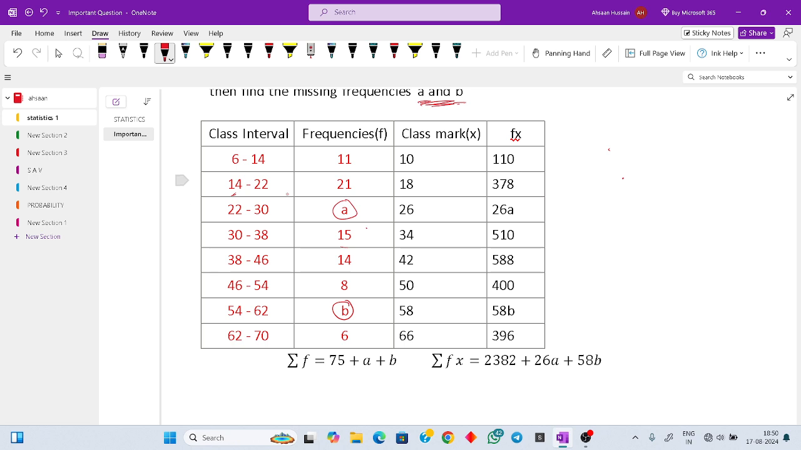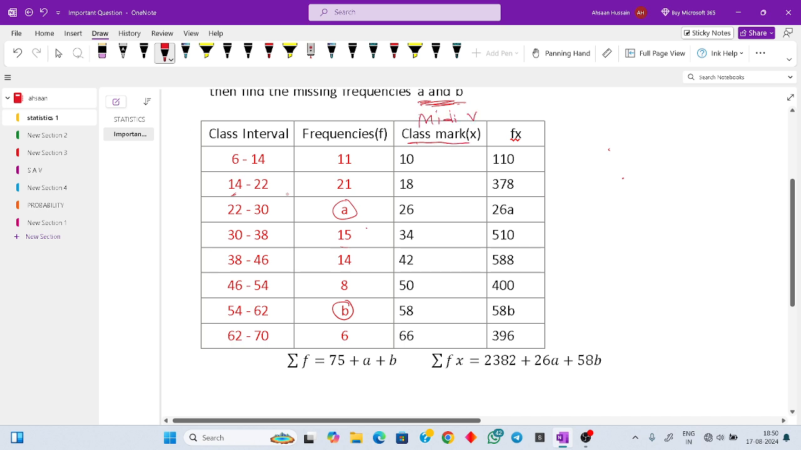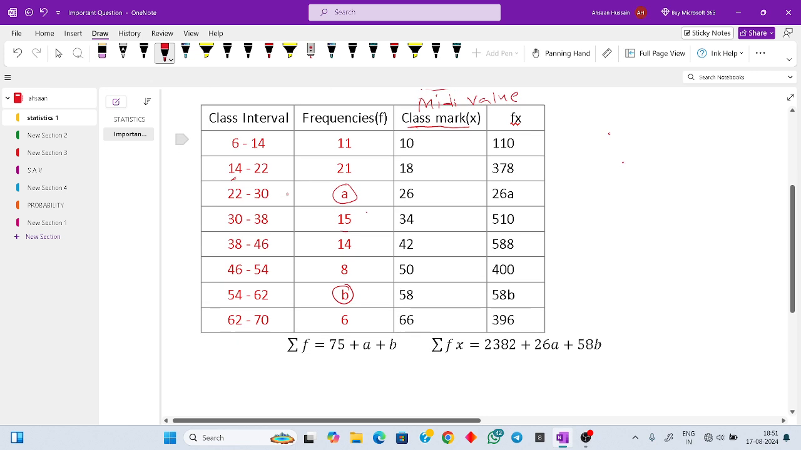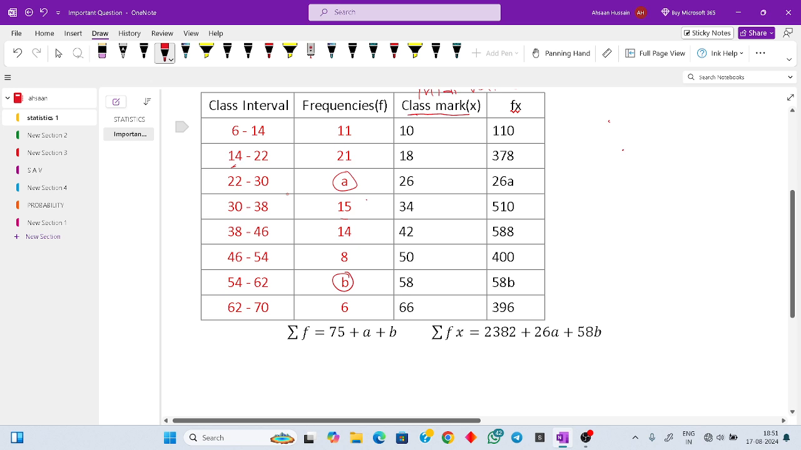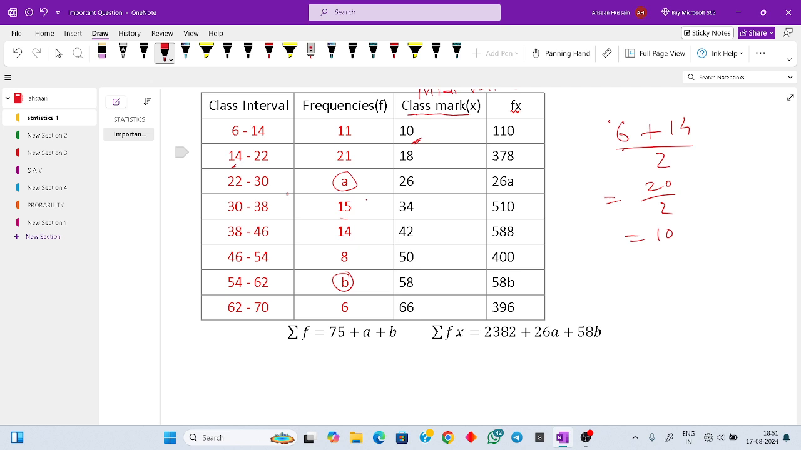Okay. So we'll find the class mark. See, this word class mark is also known as mid value. So don't get confused during exams. Mid value and class mark are the same thing, and it is represented by the small letter x. So the mid value of 6 and 14, how will you find this? We'll do 6 plus 14 by 2, that means 20 by 2, which is 10. And again 14 plus 22 is 36, 36 by 2 is 18.